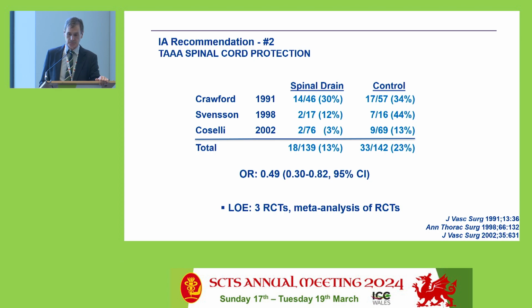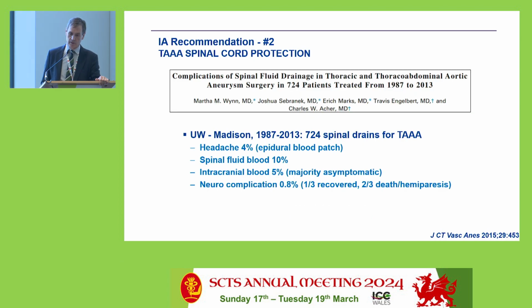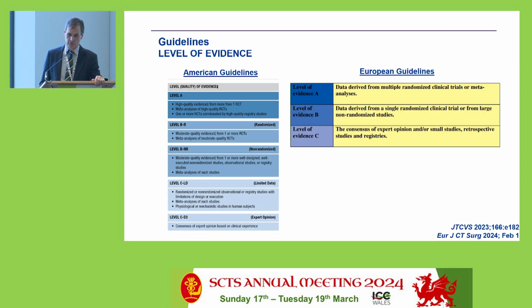meta-analysis as well. So I think, when you do look at spinal cord drainage, you have to look at the complications as well, and the complication rate is generally pretty low, less than 1% of actually having a neurologic complication from the spinal drain. So if you can decrease the risk by over 1%, then it's probably useful to apply the spinal drain. And we won't talk about delayed paraplegia. But again, looking at the guidelines, if you look at the European Guidelines Level A, data derived from multiple randomized clinical trials or meta-analysis.